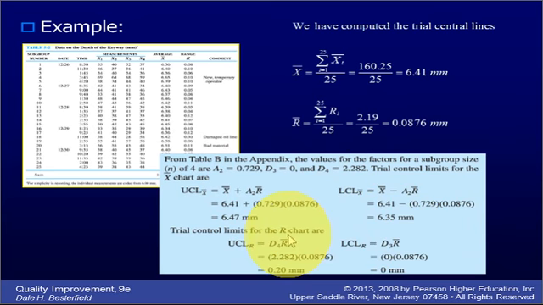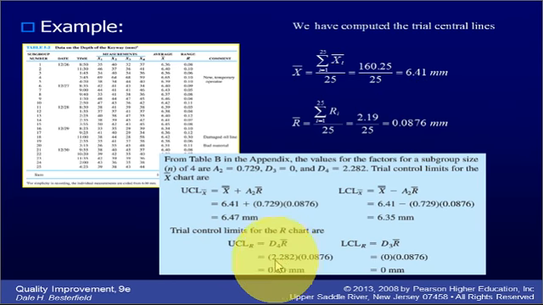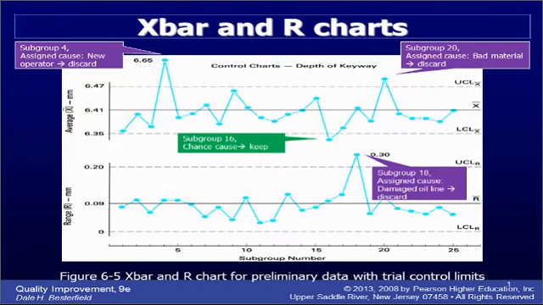The control limits for the R chart, for the range: the upper control limit is D4 times R bar, and R bar is already computed in the first step. So you look up the D4 value from table B, and then times this R bar value, and that gives you the upper control limit of the range, 0.2 millimeters. And this lower control limit is set to 0 because the D3 is 0. So here are the X bar chart and R chart based on the 2 central lines and the control limits.